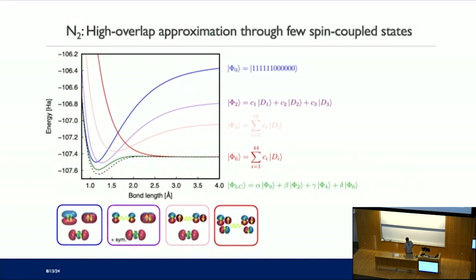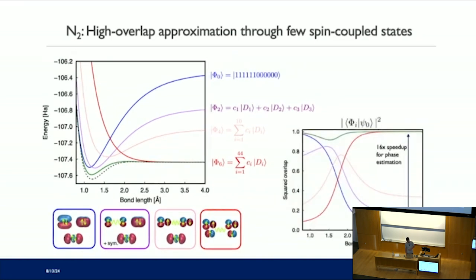And just if you combine these four states, you can build a wave function that's accurate across the entire binding curve. So it's this green curve here. And again, the nice thing is that these four states are all given by symmetry, and really the only thing you're variationally optimizing are these four coefficients, alpha, beta, gamma, delta, in the linear combination.